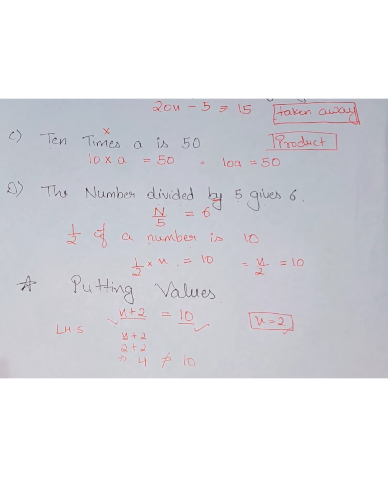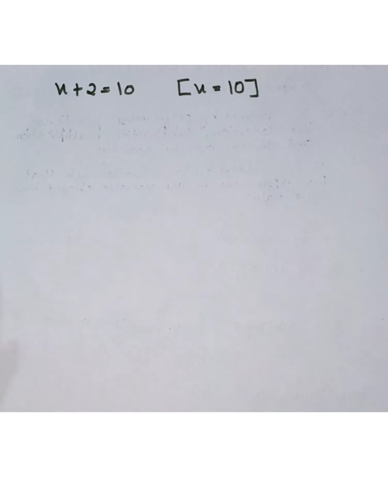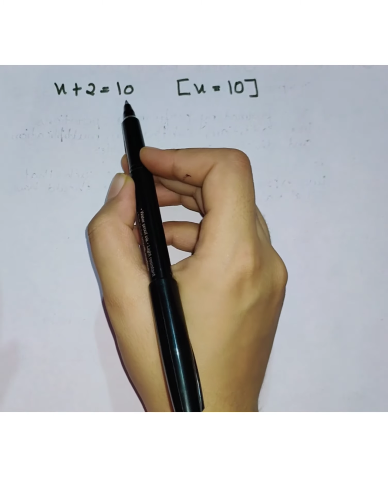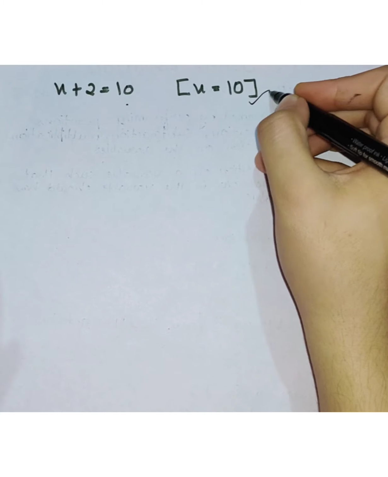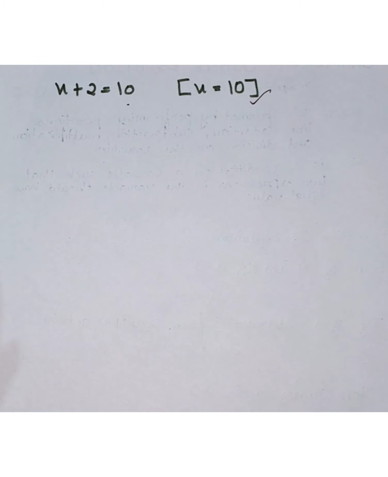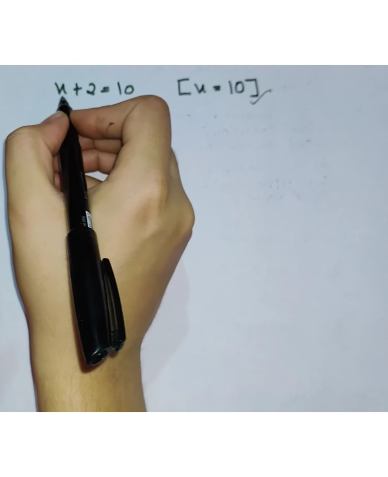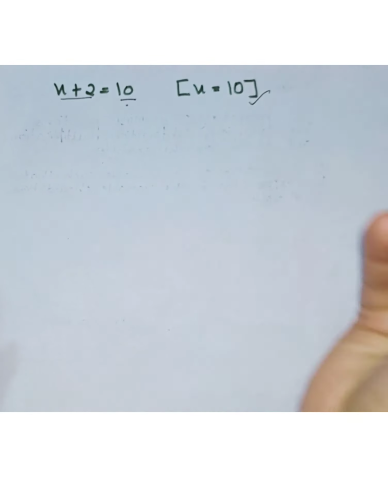Let us take some more examples. Now our next example is x plus 2 is equal to 10, and x is equal to 10 is given to us. That is, the value of x that we have to put in our question is 10. So as you know, this is the left hand side and this is the right hand side.